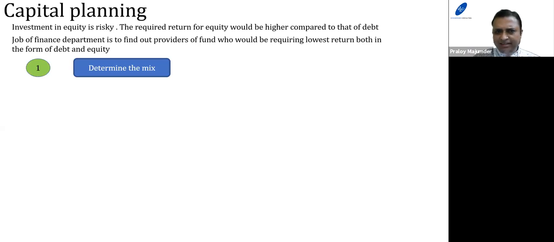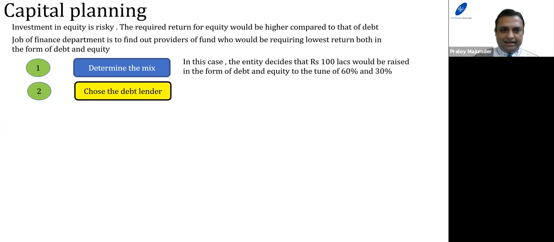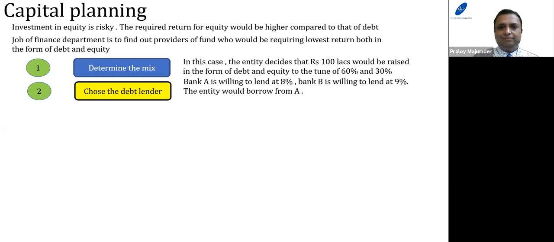First, it will determine the mix. In this case, the entity decides that 100 lakhs would be raised in the form of debt and equity to the tune of 60 and 30. That means in this example, what I am talking about. Second, choose the debt lender. So now the finance department will source or start discussions with different banks to see which is willing to lend at a lower rate. Based on that, bank A is willing to lend at 8%, bank B is willing to lend at 9%. So the entity would borrow from A.